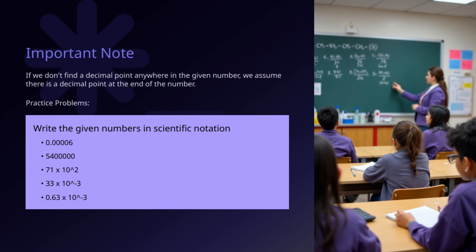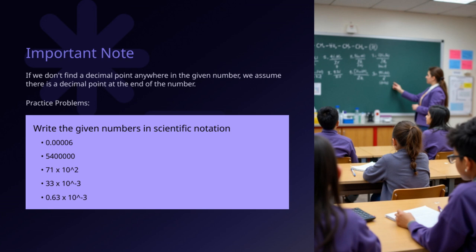The fourth number is 5,400,000. Notice there's no decimal point visible here, so according to our rule, we assume it's at the end of the number. To write this in scientific notation, we move the decimal point 6 places to the left, resulting in 5.4. Since moving the decimal left increases the exponent, we get 5.4 times 10 to the 6.